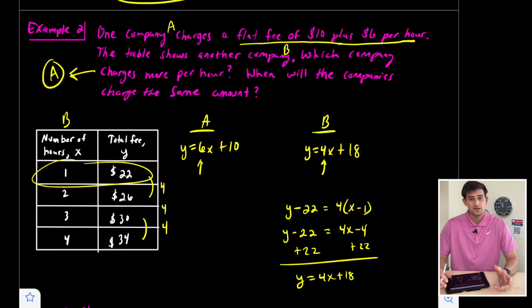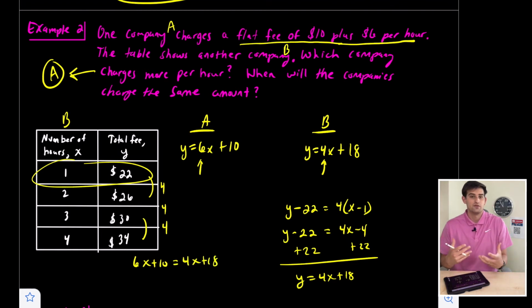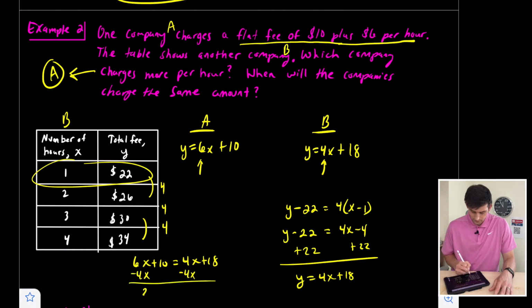The second question says, when will the companies charge the same amount? So what they're asking us to do there is set those two expressions equal to each other. So we can write 6x plus 10 is equal to 4x plus 18. And we're just going to solve for x in this scenario. So if I subtract 4x here, now we have 2x plus 10 equals 18. And now we can subtract 10. So now we have 2x equals 8, divide by 2, and we get x equals 4.